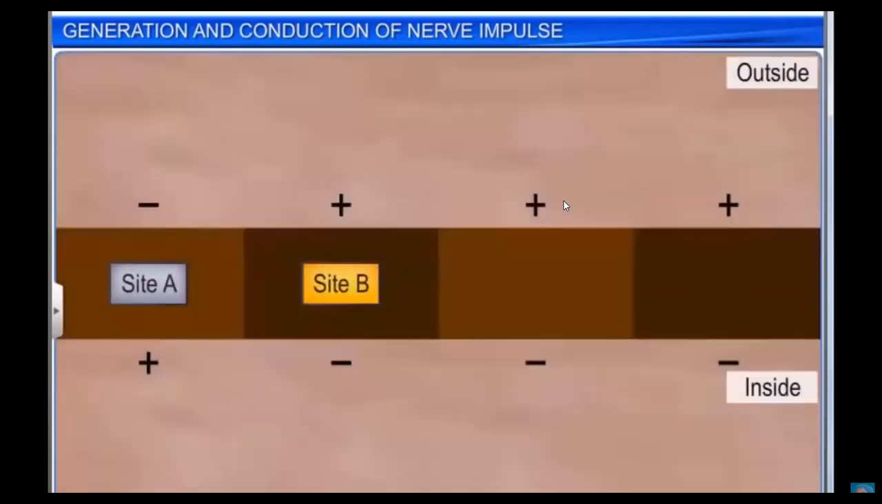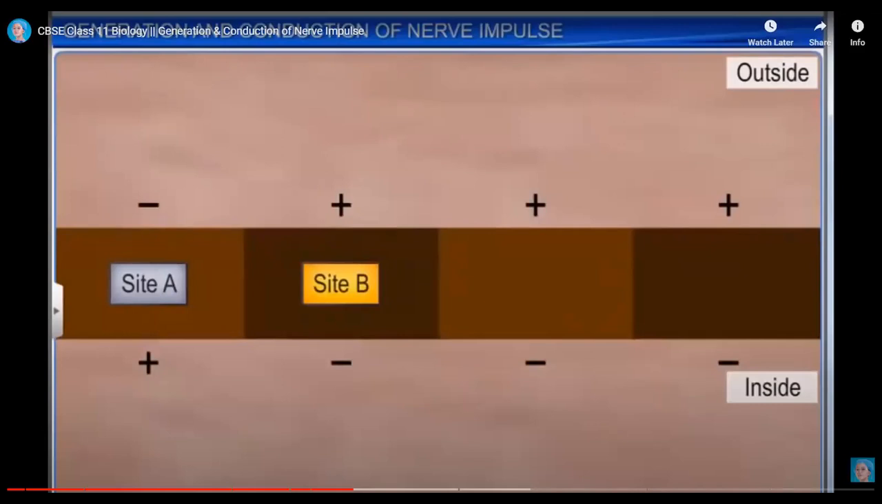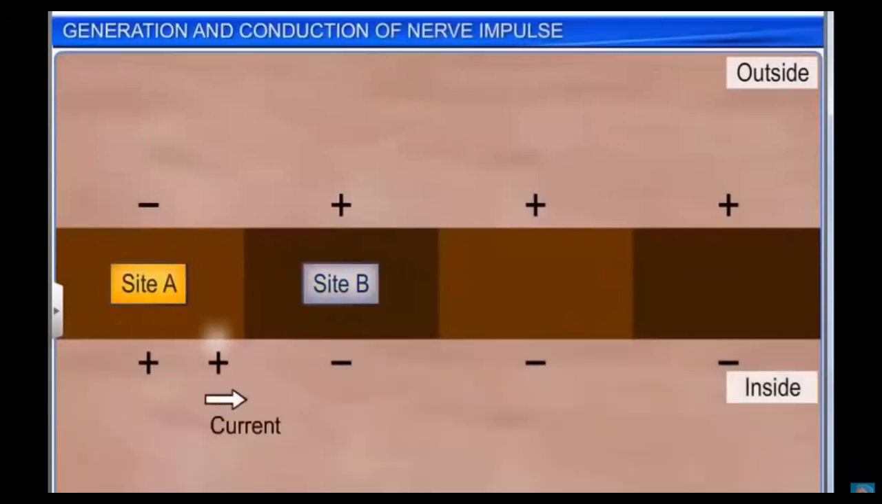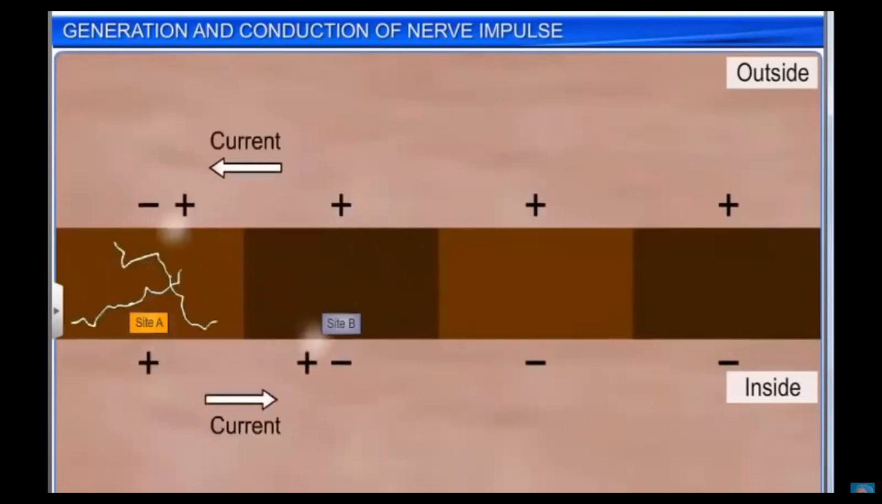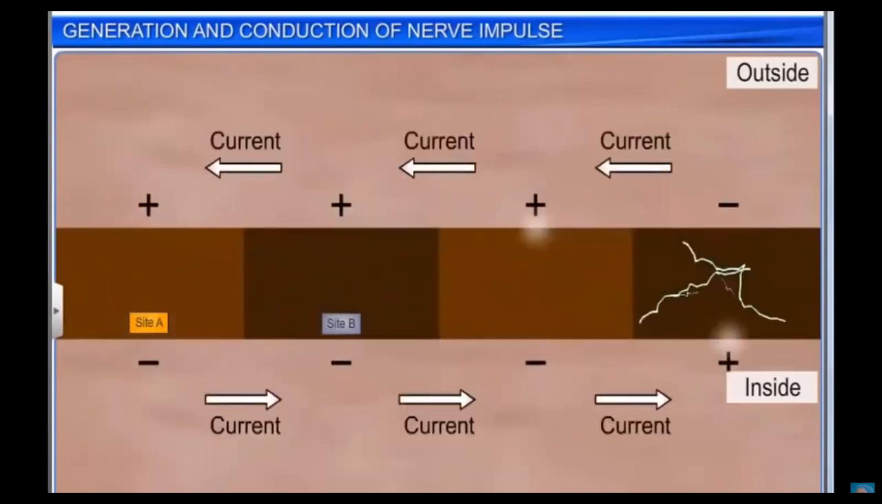At site B, the axon membrane has a positive charge on the outer surface and a negative charge on the inner surface. As a result, a current flows on the inner surface from site A to site B. On the outer surface, a current flows from site B to site A to complete the circuit of current flow. This reverses the polarity at the site, and an action potential is generated at site B. Thus, the impulse generated at site A arrives at site B. The sequence repeats along the length of the axon for the impulse to be conducted.